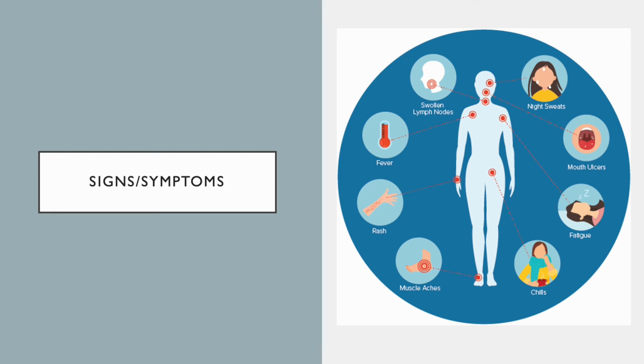So some of the signs and symptoms that you commonly see with people who are newly diagnosed with HIV include swollen lymph nodes, night sweats, mouth ulcers, fever, rash, muscle aches, chills, fatigue. Patients often compare this initial manifestation of HIV infection to common viral illnesses such as the flu, upper respiratory infections, or stomach viruses. And a lot of these patients are going to develop these manifestations within days to weeks after contracting the virus. And some patients may not experience symptoms at all.